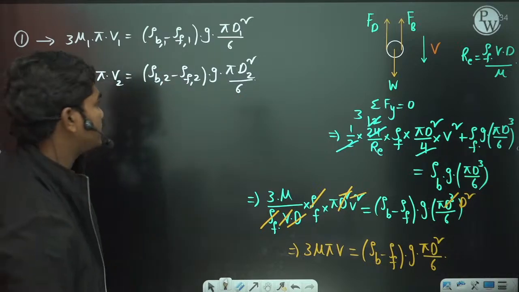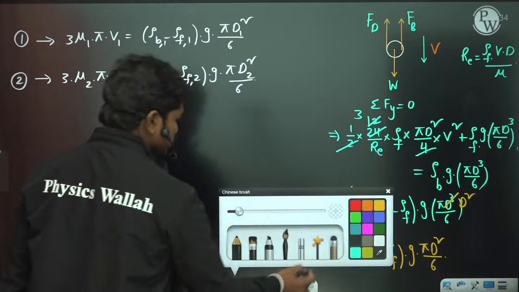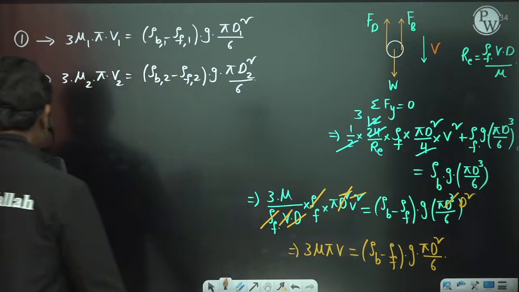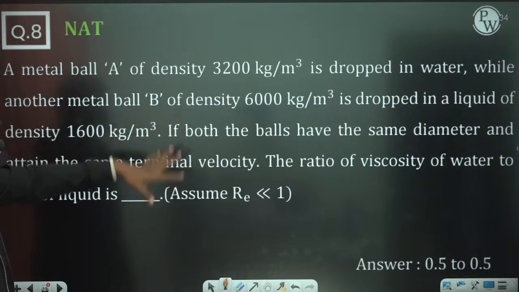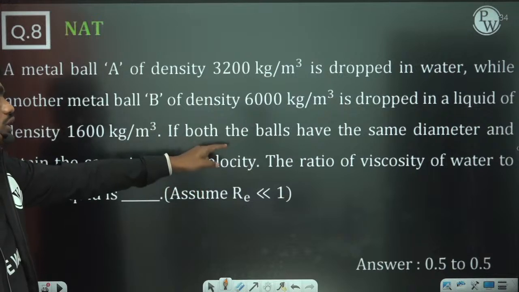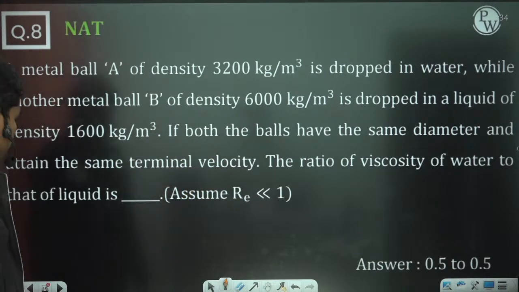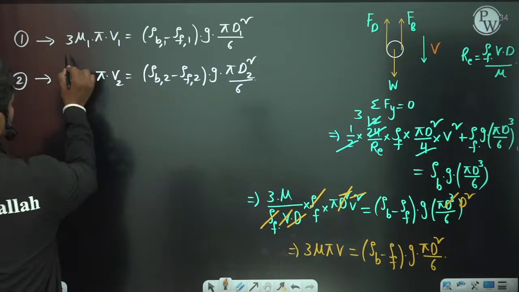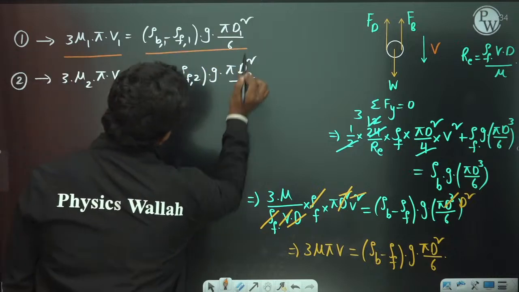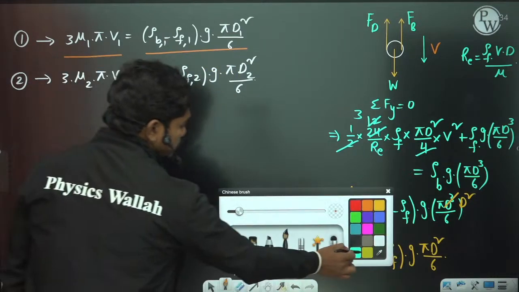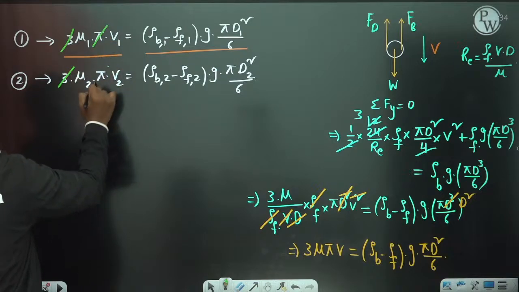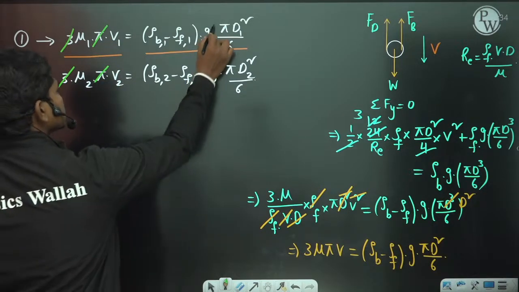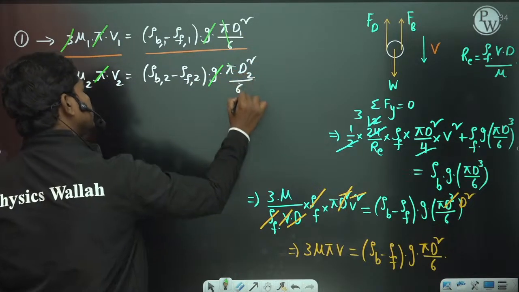Now let us see what happens here. If you divide these two, because they want the ratio: in case A it is dropped in water, and in case B it is dropped in liquid. So they are asking you the ratio of viscosity of water to that of liquid. If you divide these two equations, let us see what common terms you can cancel out. 3 pi gets cancelled, g gets cancelled, this pi by 6 gets cancelled.